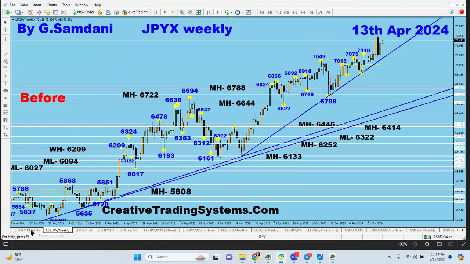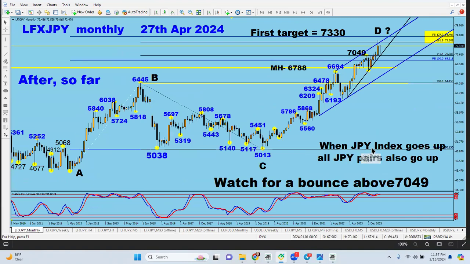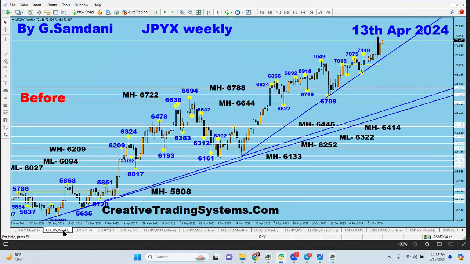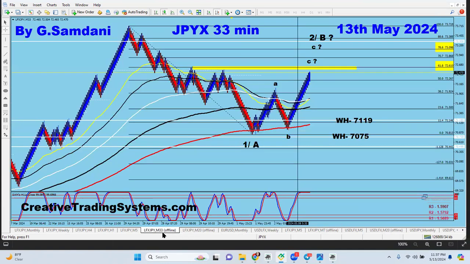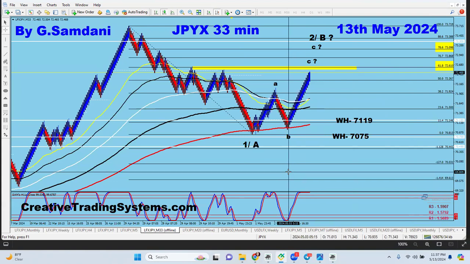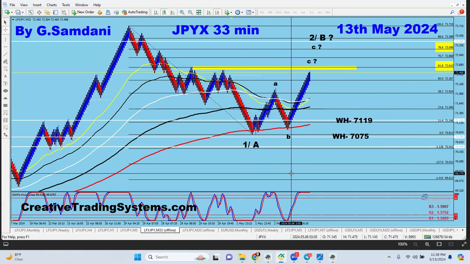This is written on one of my charts: when the yen index goes up, all yen pairs also go up. So you look at that: the weekly chart was powerfully going, and the 33-minute chart was powerfully going towards this target. Now, when this week started, yesterday and then today, I started to look at the 40-minute chart of yen pairs. In yesterday's video, I used pound yen as an example, so I'm going to use the same thing, and then I'll show you what happened today.